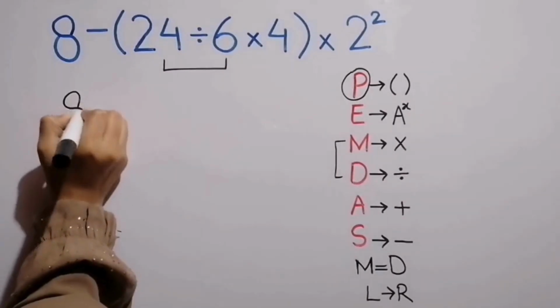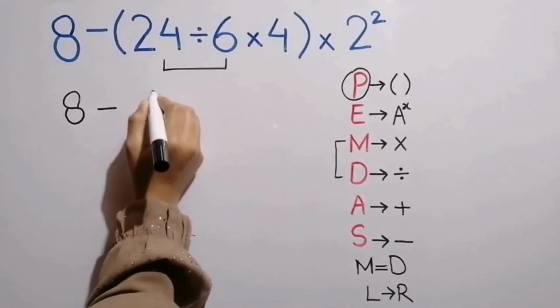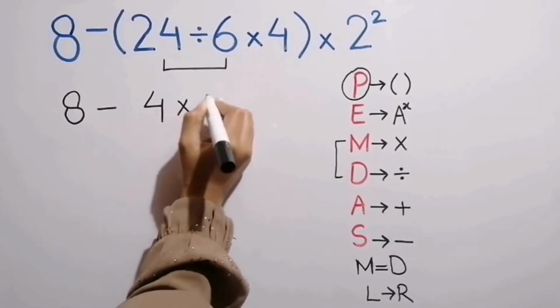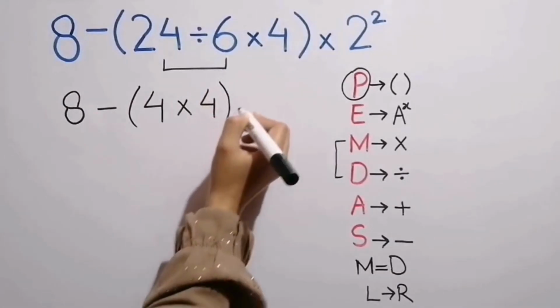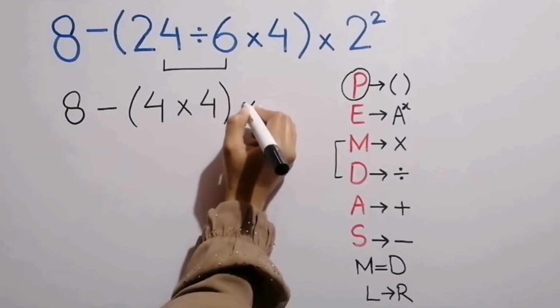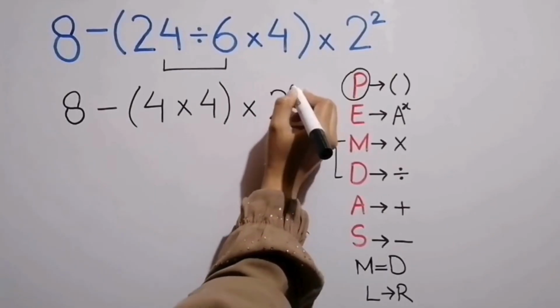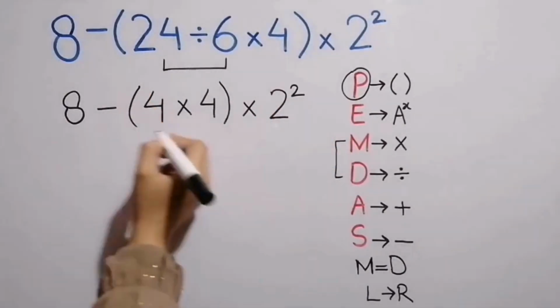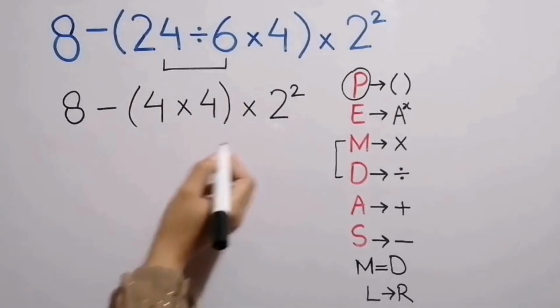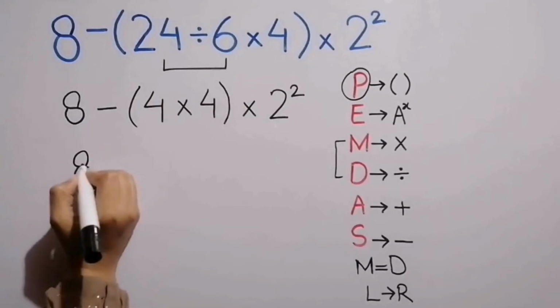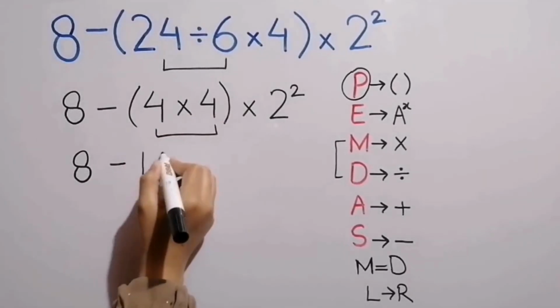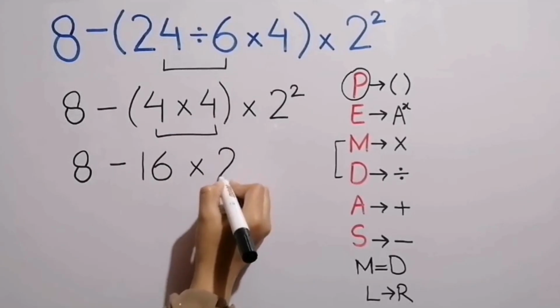And this expression simplifies to 8 minus 24 divided by 6 equals 4 multiply 4 inside the parentheses, then times 2 to the power of 2. And in the next step we perform the multiplication between 4 and 4, and write this expression as 8 minus 4 times 4 equals 16, then times 2 to the power of 2.